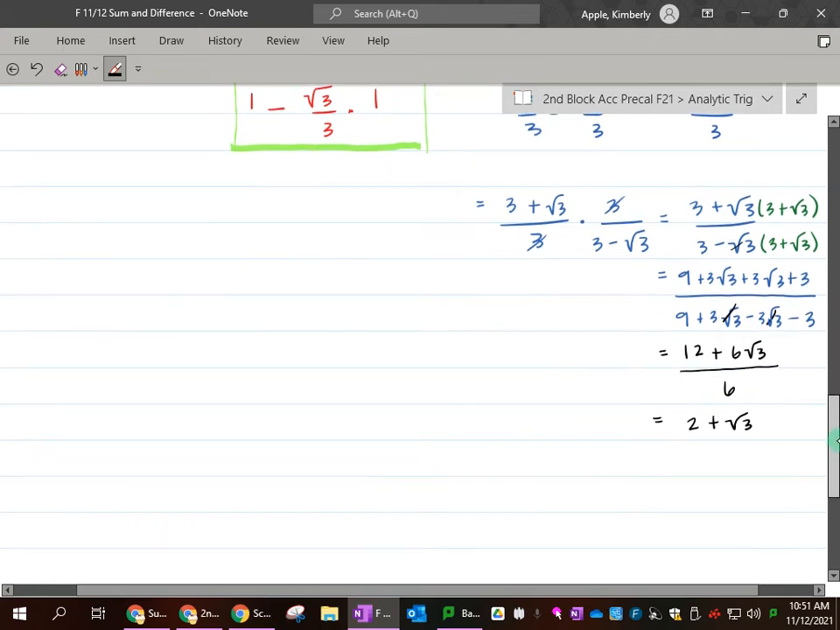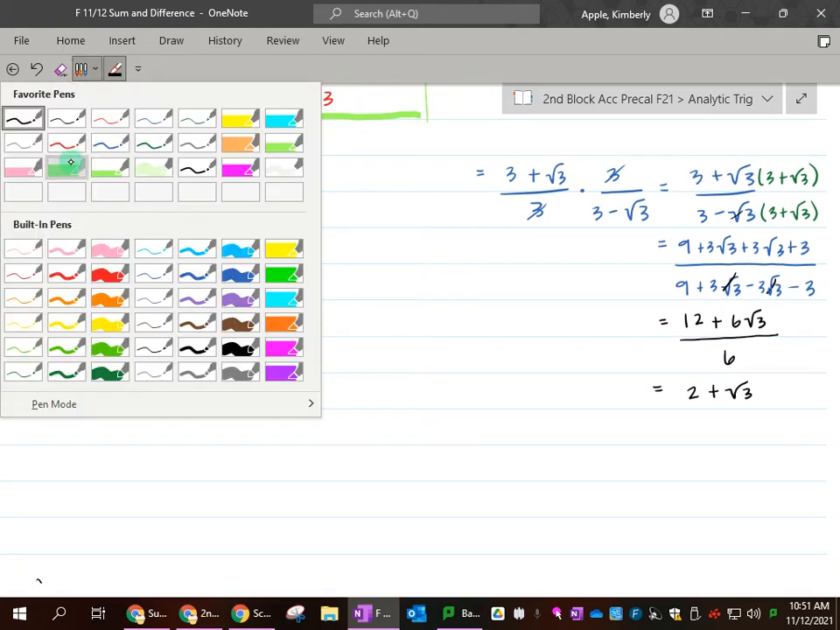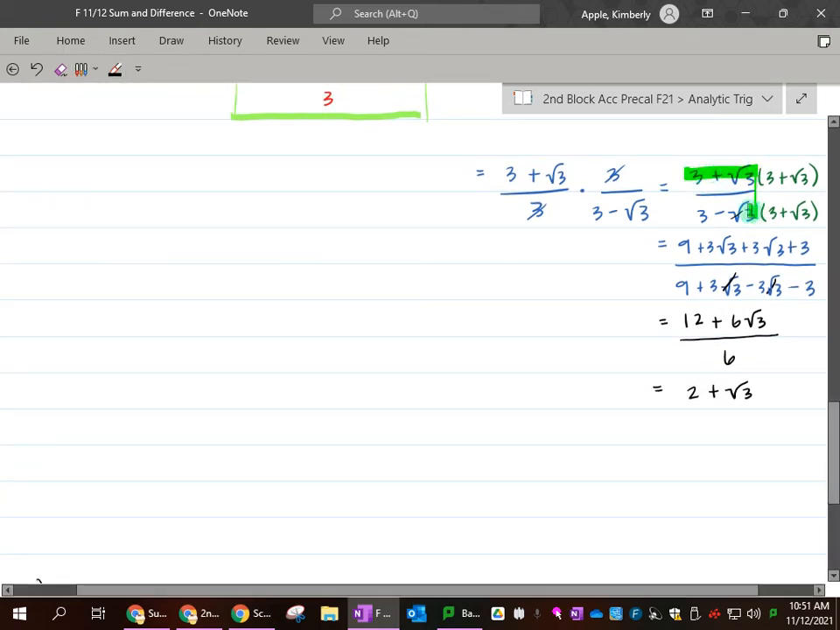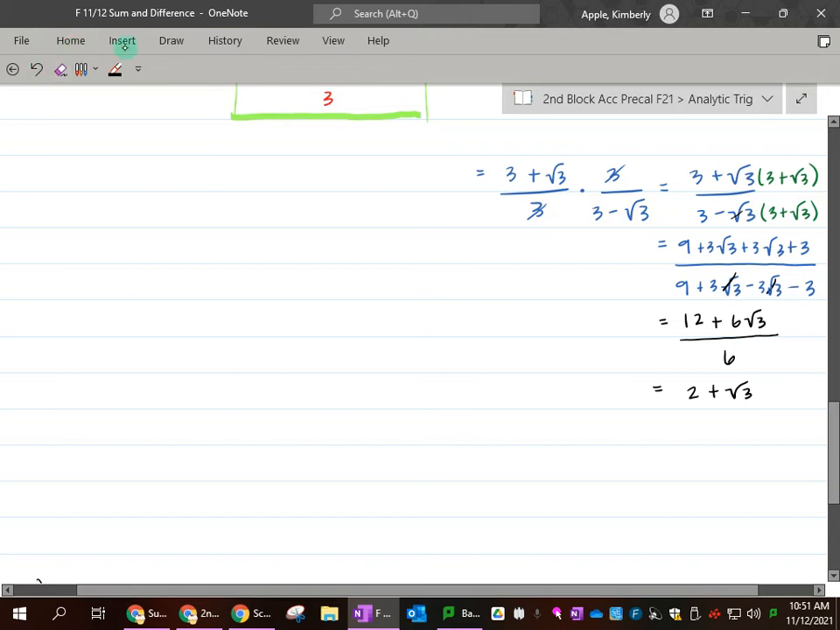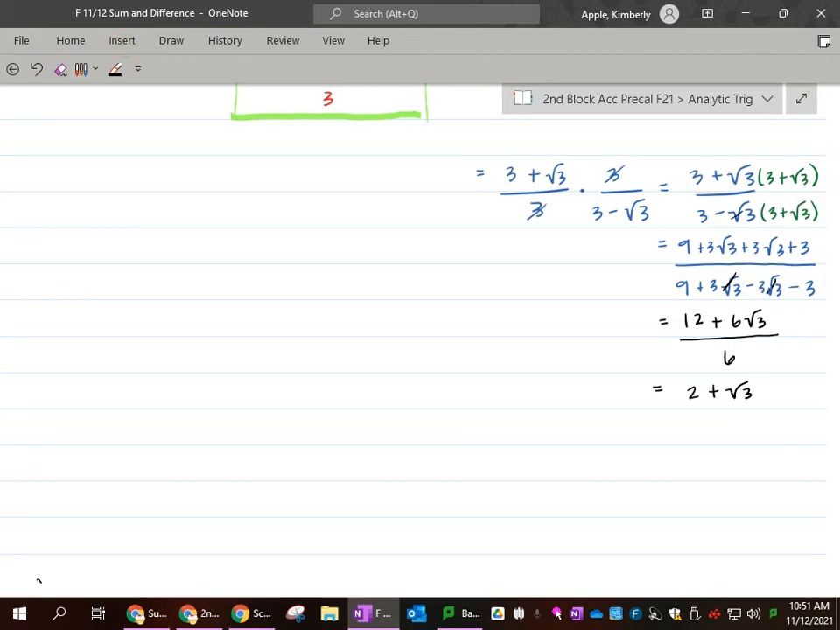The only problem with this is that there is a root in the denominator, which we know is not allowed. Okay? Could you have multiplied by 3 minus square root of 3? If you multiply by 3 minus square root of 3, it will eliminate the root in the numerator, not the denominator.